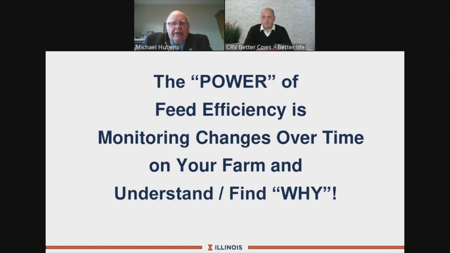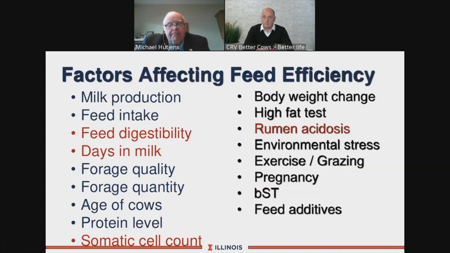So I think the real power of feed efficiency is, how does it change on your farm over time? And then the question is, well, why did it change? Did you get cows pregnant? Did you add a different feed supplement? Did you improve pasture management? Whatever the case is, if feed efficiency goes up or down, then you have to ask, why did that happen on my dairy farm? And so here is the list.